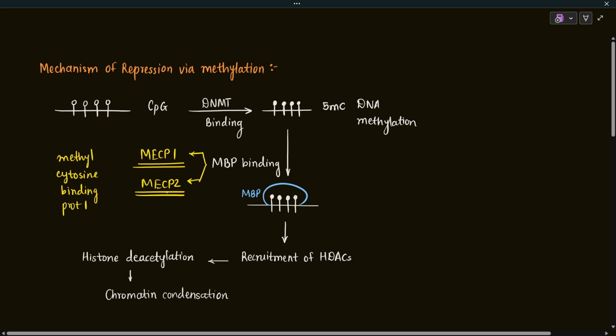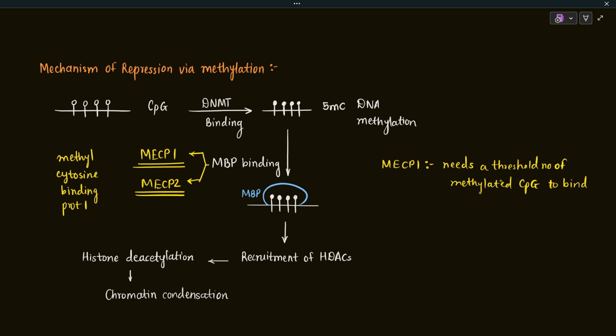Those two types of proteins have different conditions for binding. MECP1 needs a threshold number of methylated CpG. It means there should be a threshold number of methylated CpGs. Only if that many methylated CpGs are present, then only MECP1 is able to bind to it.